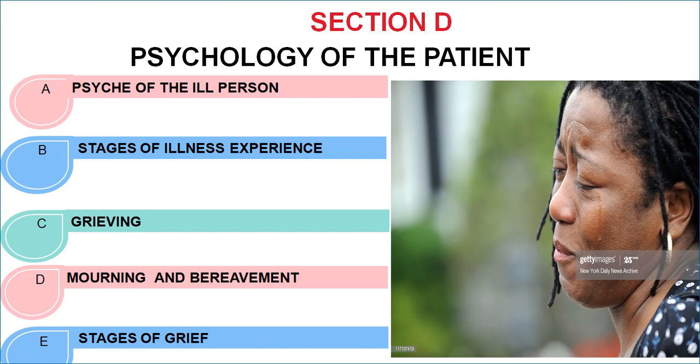Mourning is quite personal. Bereavement is what they do for everybody to see that they have lost someone very close to them. Then we're going to learn about the stages of grief, the dangers of grieving and all those things, and how we help patients in such difficult situations. So basically, when it comes to psychology of the patient, this is what we'll be looking at.